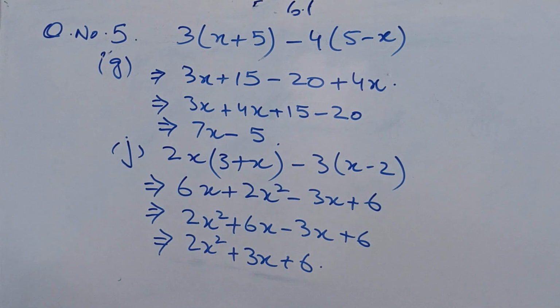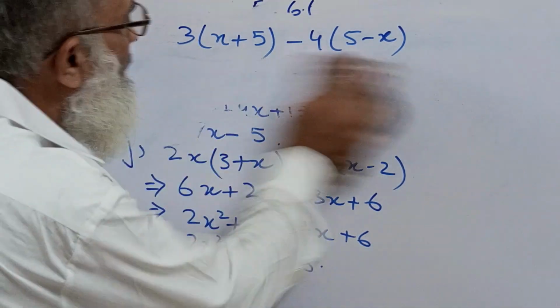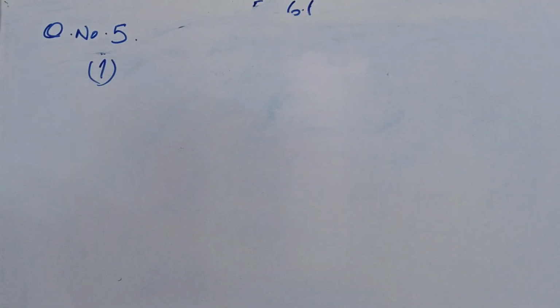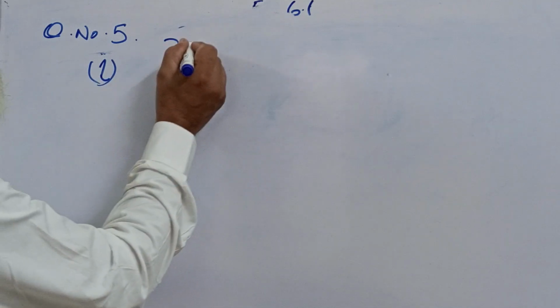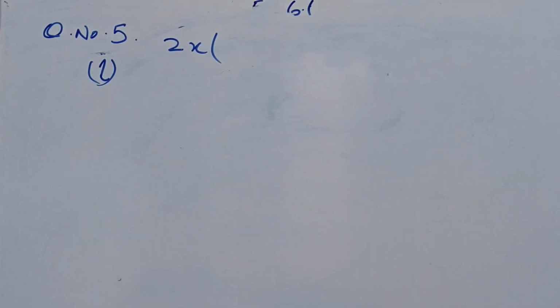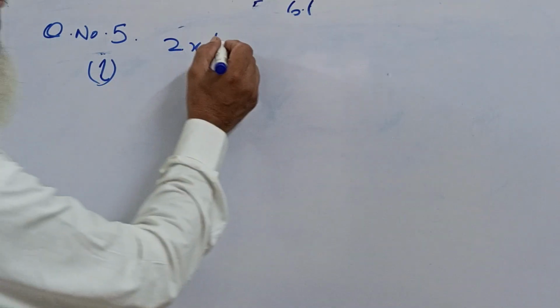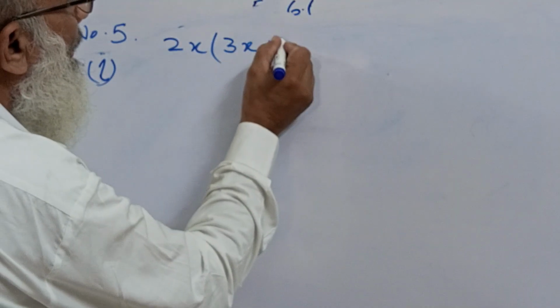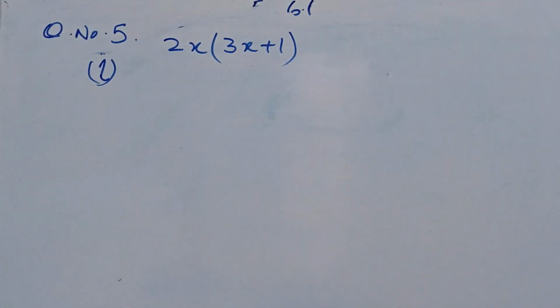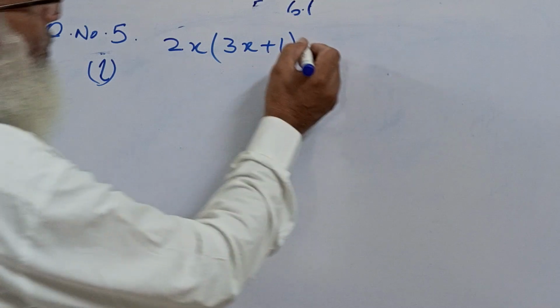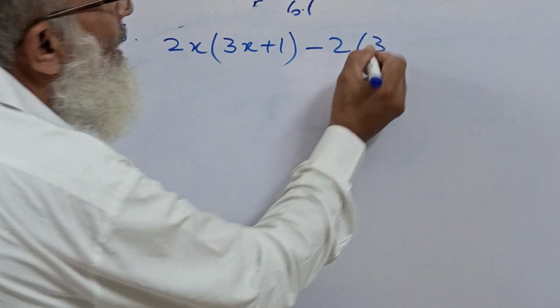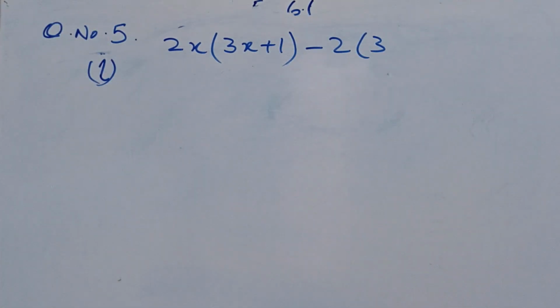Now one more part before I sign off. Part L. 2x(3x plus 1) minus 2(3 minus 2x).